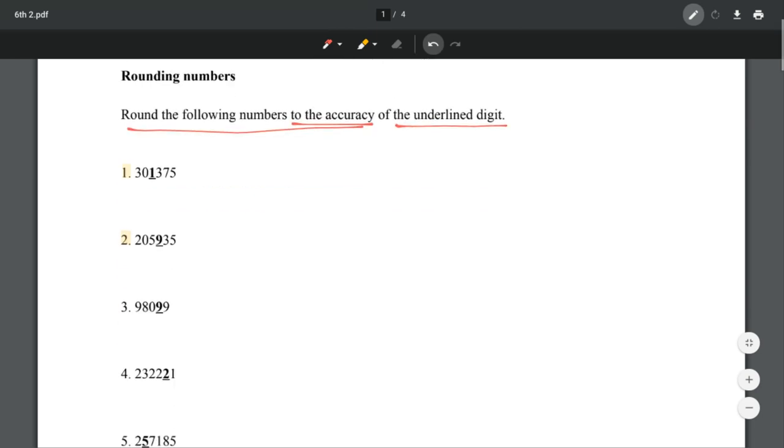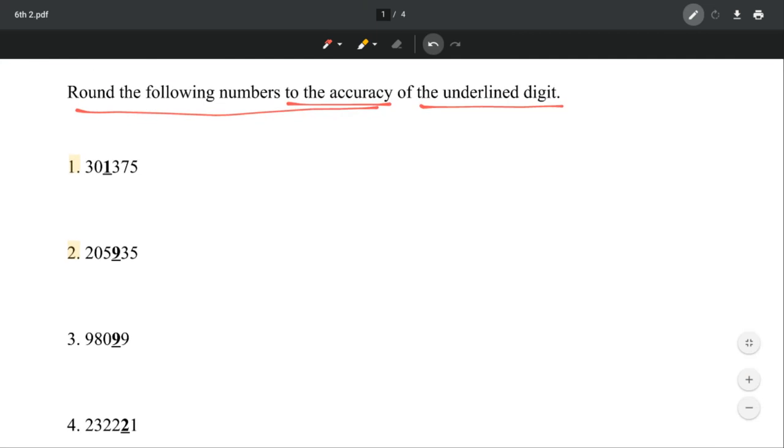Okay? So number 1, we have 301,375. And then we are rounding to the accuracy of the underlying digit, which is 1. So that means these numbers on the right side of 1 are going to get rounded down, right? Why? Because 3 is less than 5 or below 5. So our answer is 301,000.